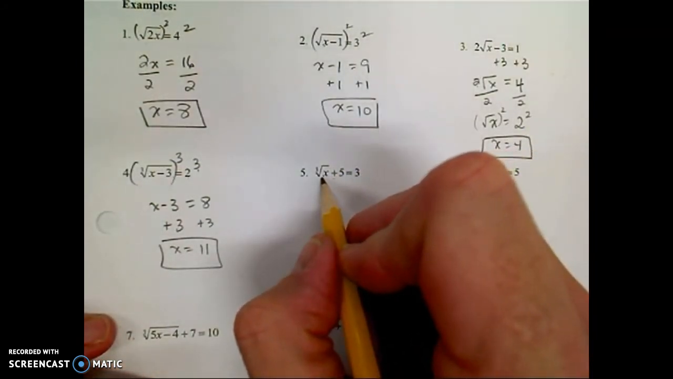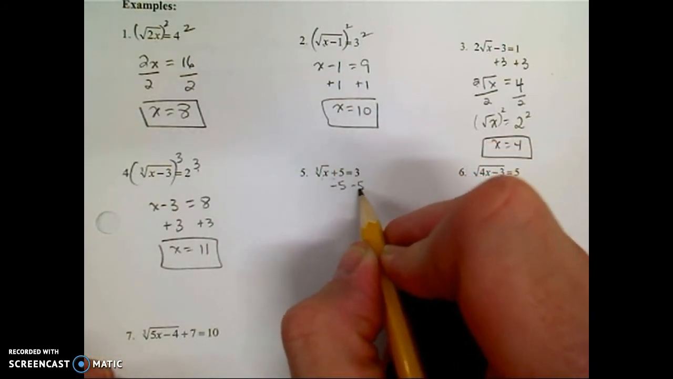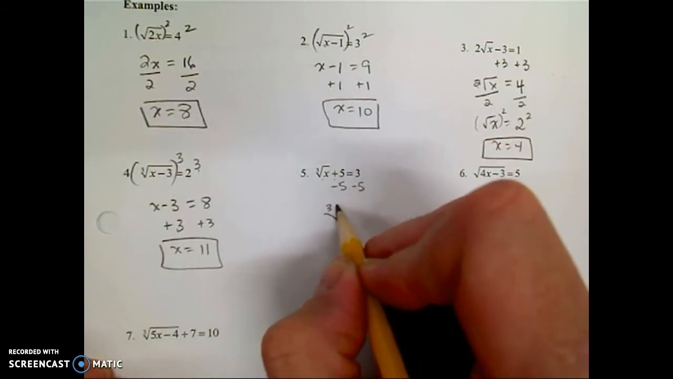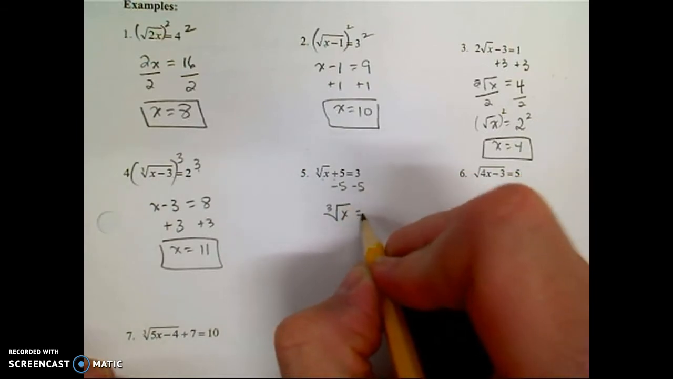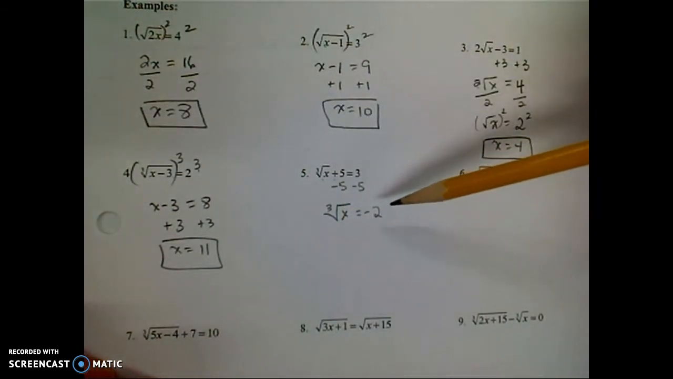What about something like number 5? The cube root is not yet isolated on the left side of the equal sign, so I subtract 5 from both sides. So the cube root of x is equal to negative 2. Now, careful here. I need to cube both sides.